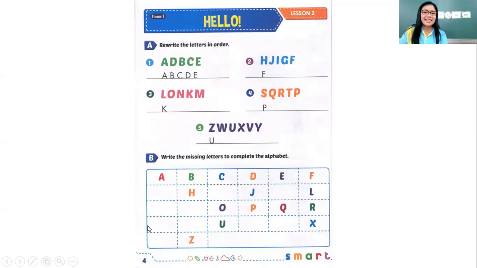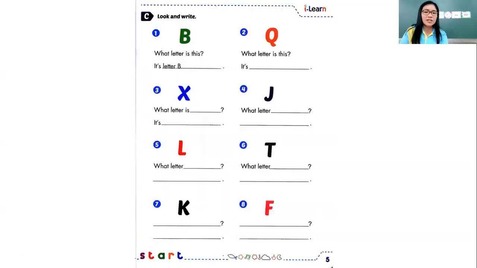Okay. When you're done, let's go to letter C on page 5. It says, look and write. Number one example, B. What letter is this? And you will answer in a sentence, it's letter B. Number two, what letter is this? Oh, you can answer it by yourself. Number 2, 3, 4, 5, 6, 7, and 8. Remember, wrong spelling, wrong.